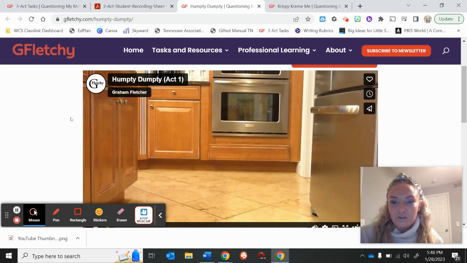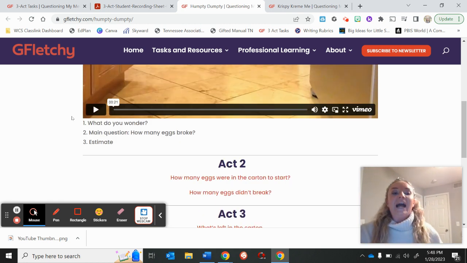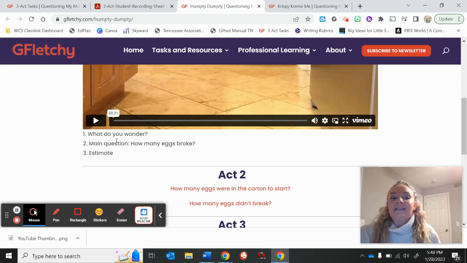I see squares on the floor. They're starting to make a pattern. So that's me using my mathematical mind to make those observations. So when I'm thinking about what I'm noticing, I really want to be focused on the math that I'm noticing. So have them notice, have them wonder. At that point, you'll go down a little bit further. And so students are going to estimate, okay, so how many eggs do they think broke?